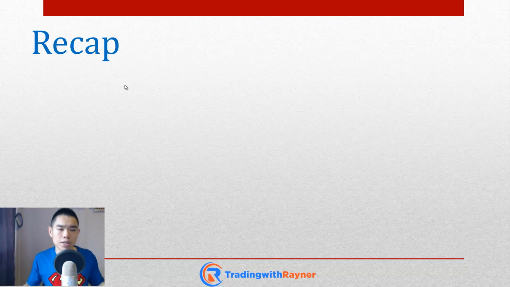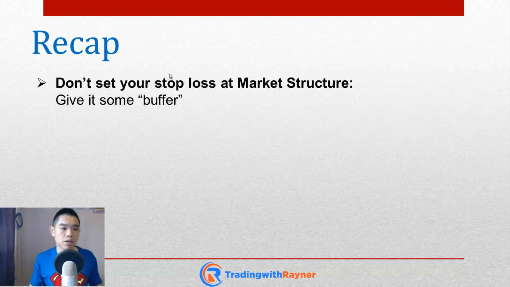That's number 3. So let's do a quick recap of what you've learned today: the 3 big mistakes that traders make and how you can avoid them. Number 1, don't set your stop loss at market structure. As I've explained earlier, if you just put it below support, the smart money can push the price down lower, triggering the stop loss, and then swing it back up higher. And then you might get the direction right, but you're not in the trade because you got stopped out. So what you want to do is give your trade some buffer.